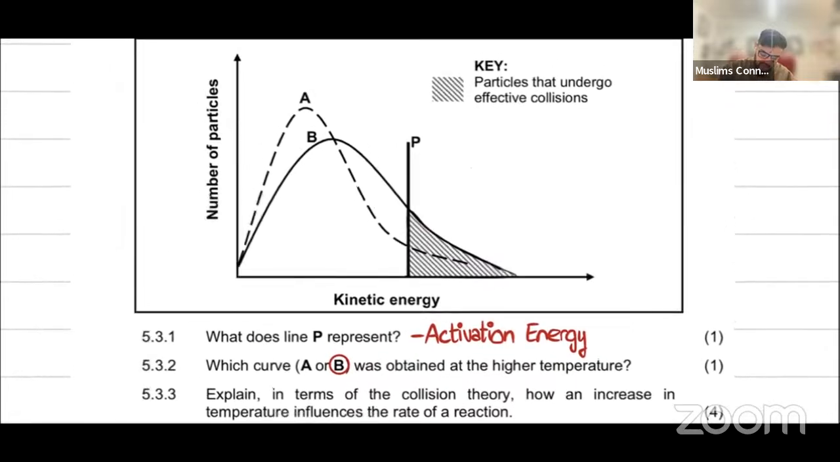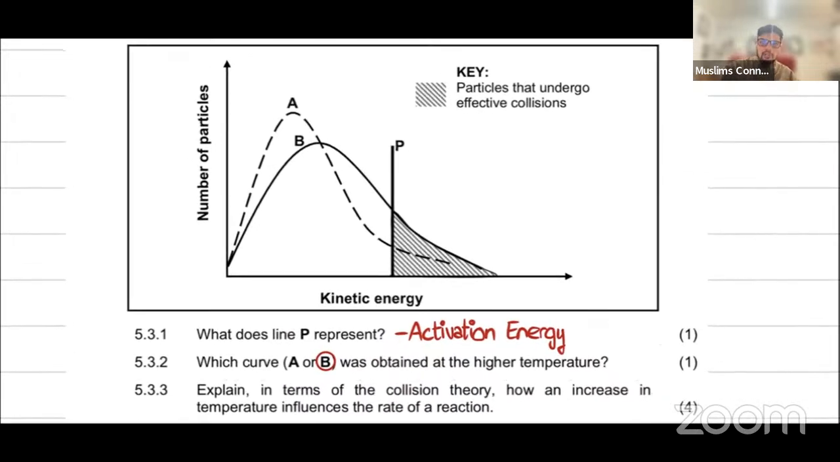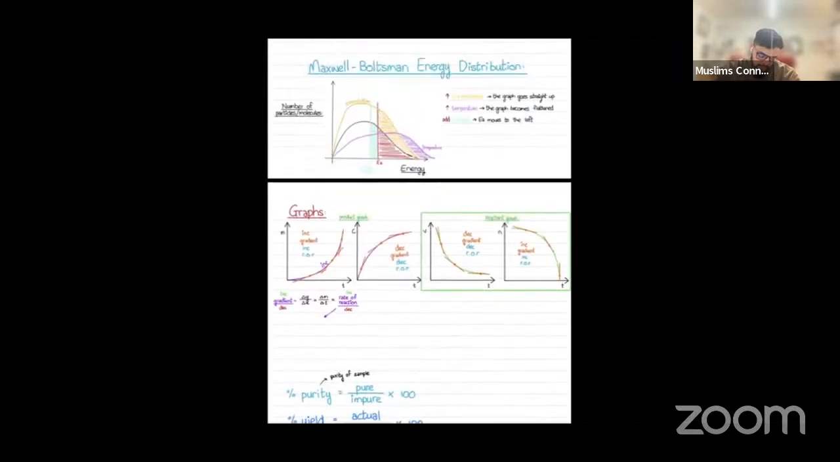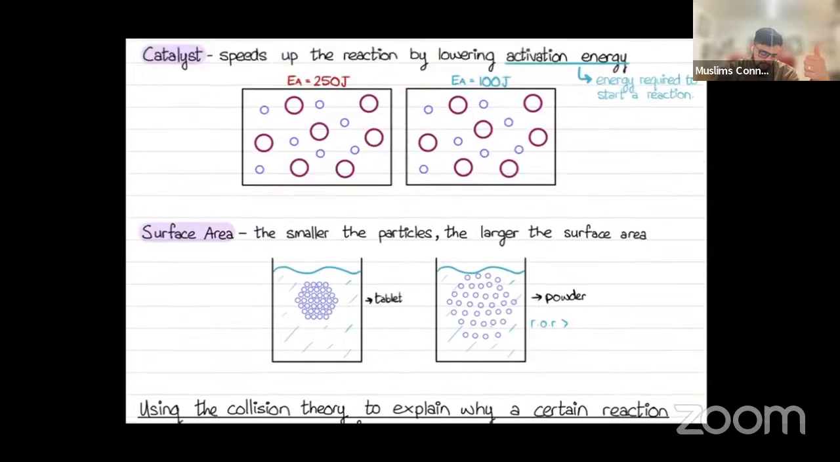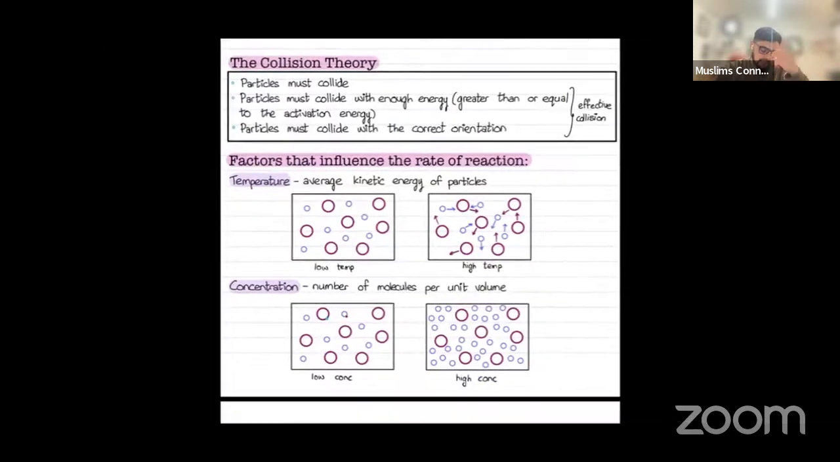Explain in terms of collision theory how an increase in temperature influences the rate of reaction. So let me give you a complete answer for that. Okay, this is a full 4-mark question. We have to mention 4 things. At higher temperatures, the particles have a higher kinetic energy, or they move faster. Remember, this is the first point here. Mention the factor, which is temperature, and you must mention the description that I give you and say that it increases.